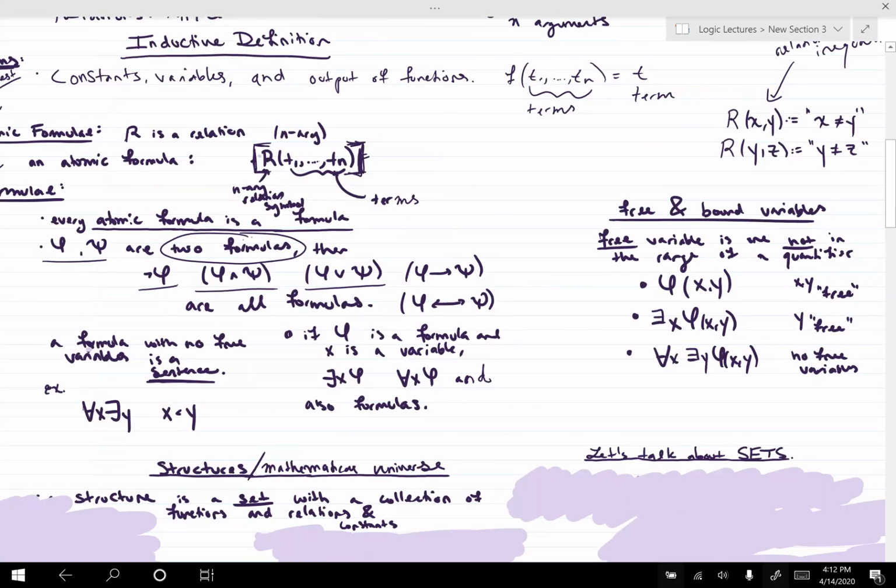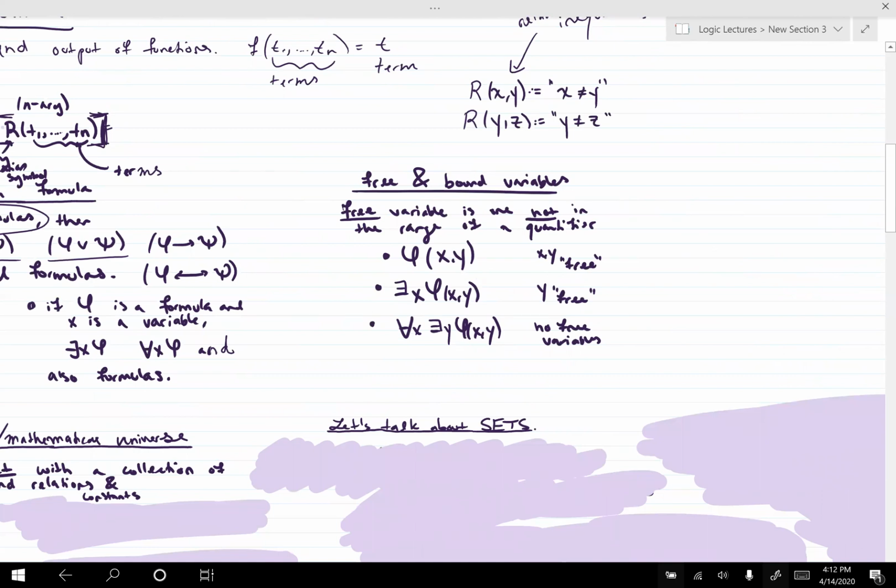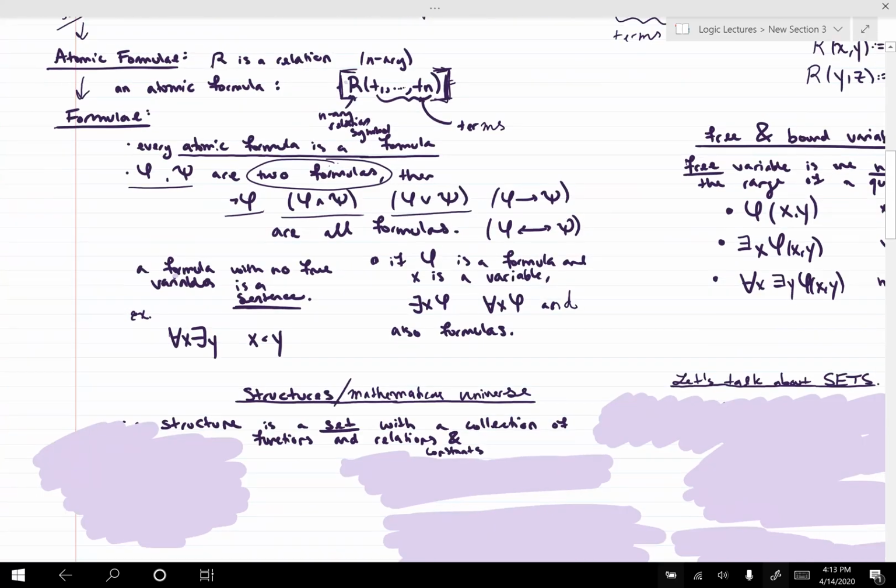So what is a free variable? A free variable is one that's not in the range of a quantifier. What I mean by that is, here's phi of x, y. X and y are considered free because there are no quantifiers in which x and y appear. In this one, because x is what we call bound by a quantifier, y is the only one that's considered free. And when they're both under a quantifier, there are no free variables. So the difference between a formula and a sentence is pretty important. What we care a lot about are sentences, formulas with no free variables.